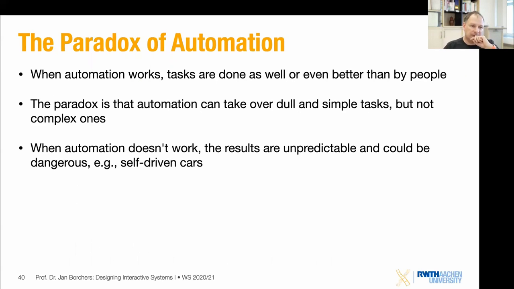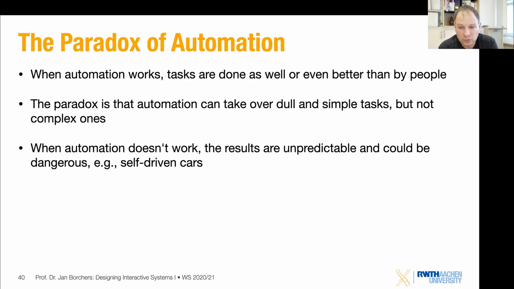Okay, now Norman calls it the paradox of automation, and this is becoming more and more important because we're seeing increasingly machine learning algorithms and such trying to automate things. And automation is great, right? If it works well, then tasks are done at least as well or even better than if people did them. But the paradox is that automation can take over all the dull and simple tasks, but it cannot take over the really complex ones. Those still require a human.